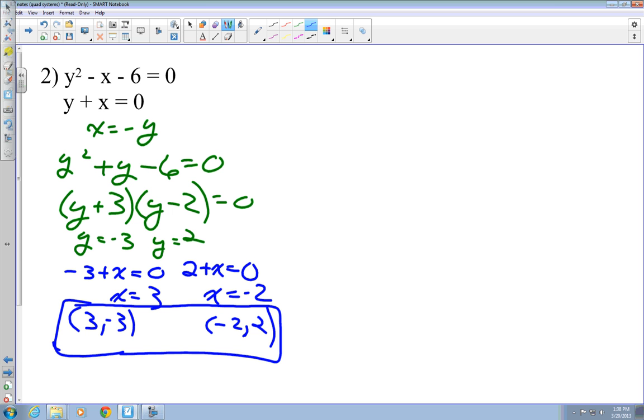Everybody got this? Put negative 2 and 2 into the y squared minus x. That'd be 4. 4 minus 4... So, yep, they should both work.